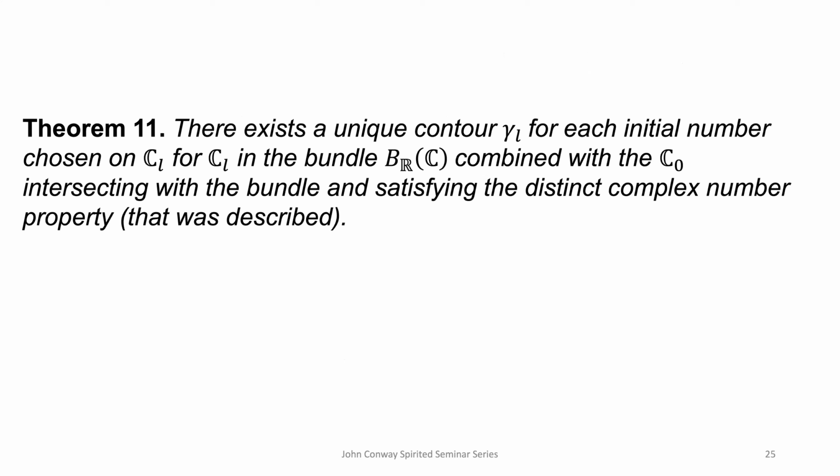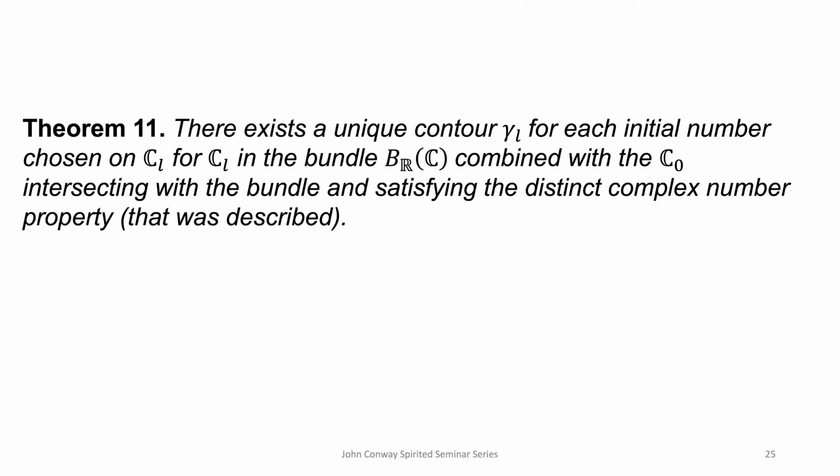So this is another interesting theorem: there exists a unique contour. Now, how the contour formations are done, we saw, whether multi-level contour or regular contour. Now the property: there exists a unique contour gamma L for each initial number chosen in the bundle combined with C0, and the contour intersects with the bundle and satisfies the distinct complex numbers. Whenever these properties hold, there exists a unique contour gamma L.